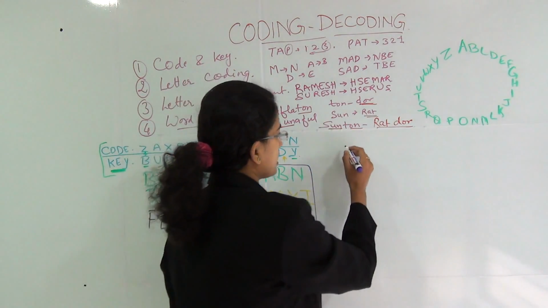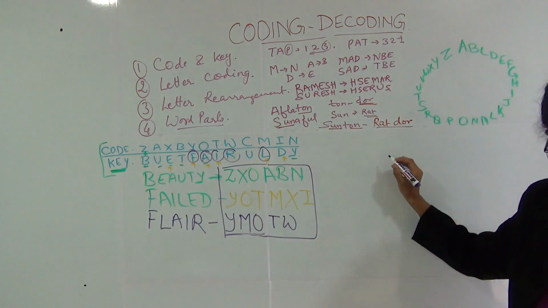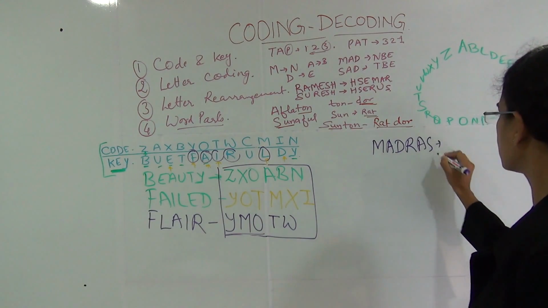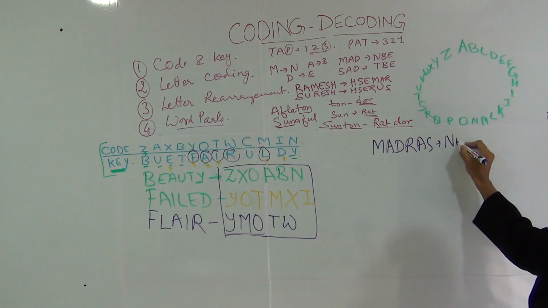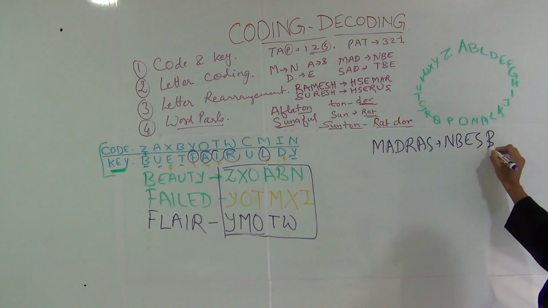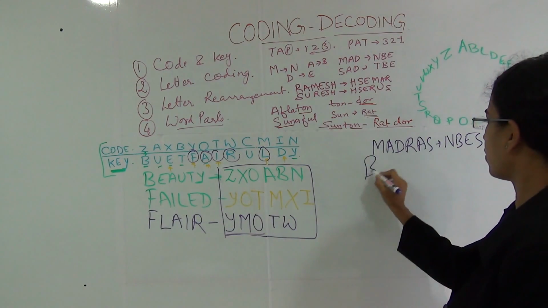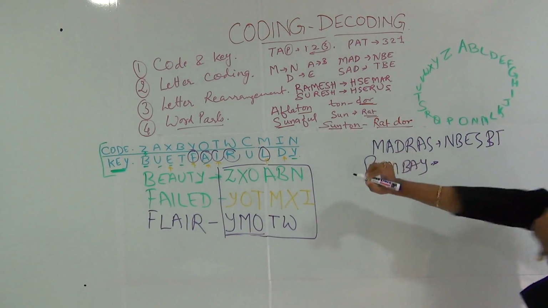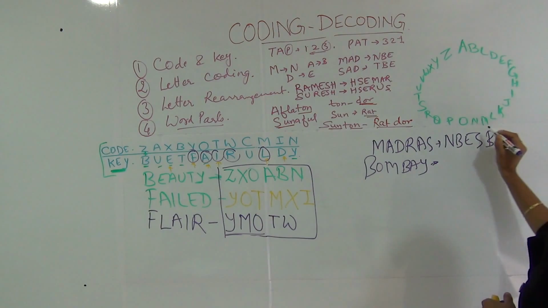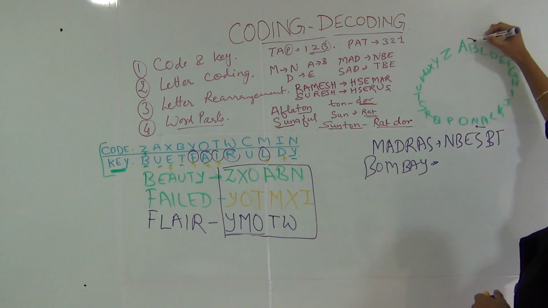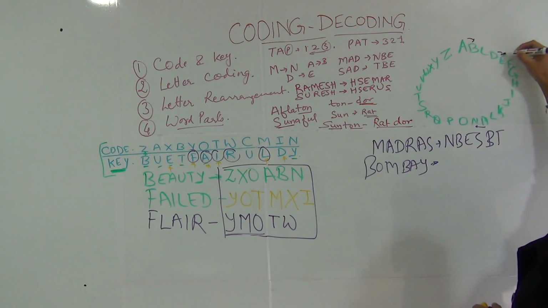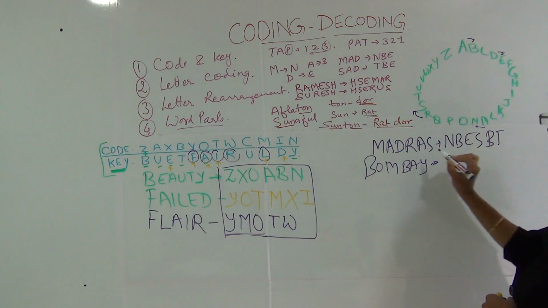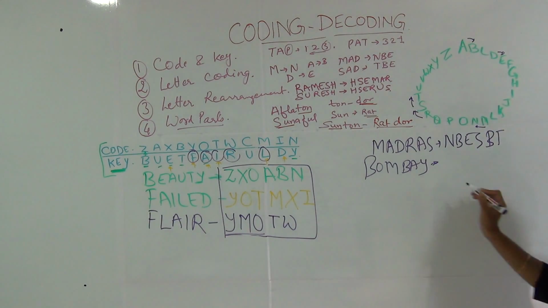So if in any language, I have the word Madras, which is coded as NBESBT, what would be the code for Bombay? So in this question, M becomes N. So you have M, next is N, A becomes B, D becomes E, R becomes S, A again becomes B and S becomes T.